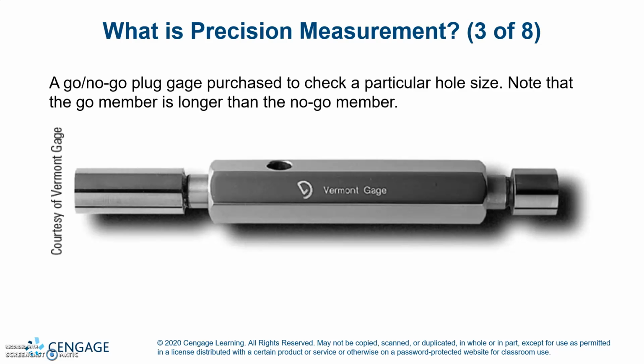A go-no-go plug gauge purchased to check a particular hole size. Note that the go member is longer than the no-go member. That is just a quick reference, I guess you could say.